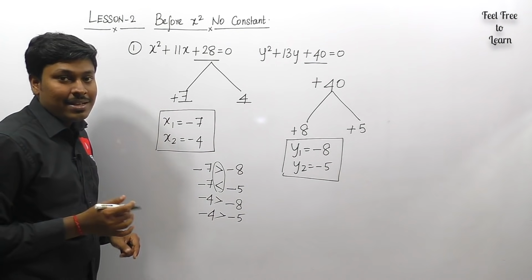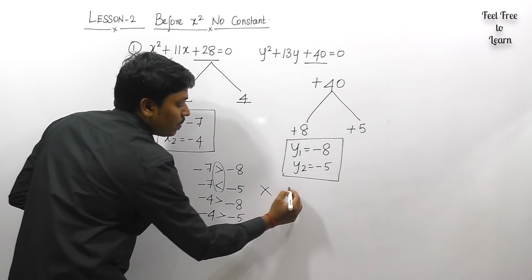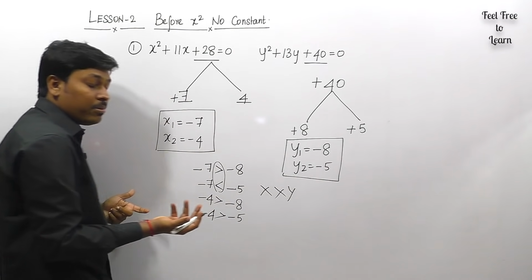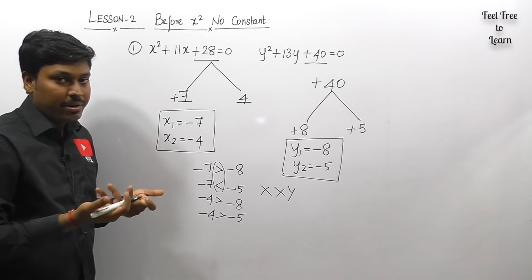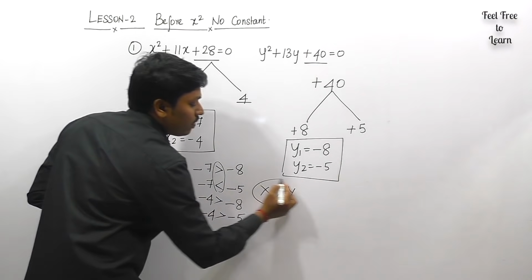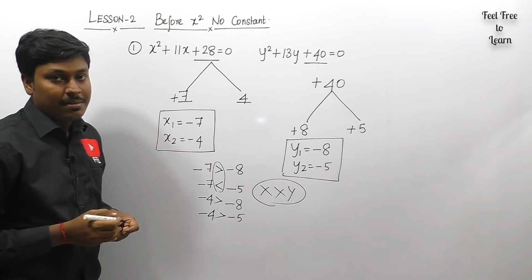So we can say that the relationship between x and y cannot be established. We can't say whether it's greater than, less than, or equal to. So finally, the relationship of x and y cannot be established.